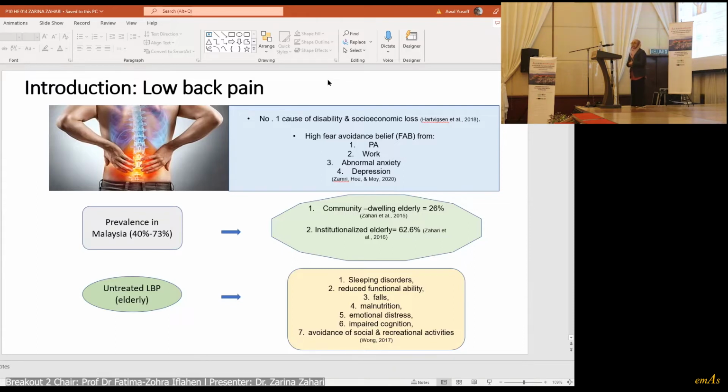Okay, what happens if this low back pain is not being treated well among the elderly? This will lead to sleeping disorders among that population. It may also reduce functional ability. It may also contribute to falls among the elderly, malnutrition, emotional distress, impaired cognition, and also avoidance of social and recreational activities. Okay, this is what you can see happening around us.